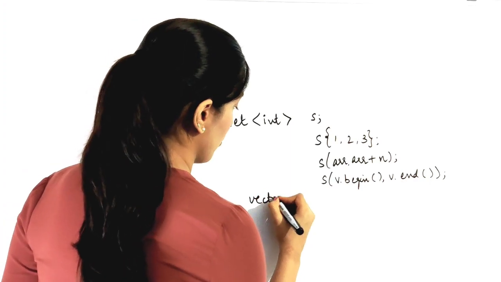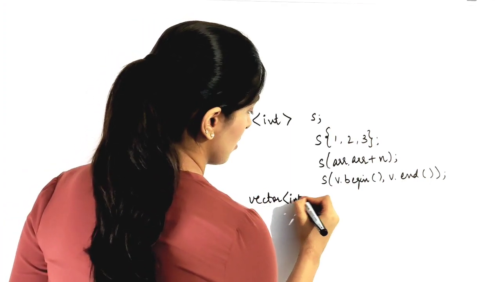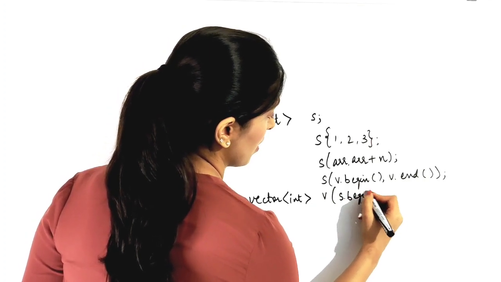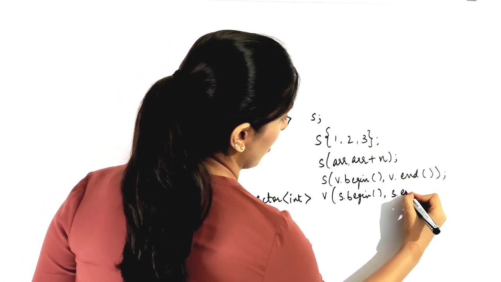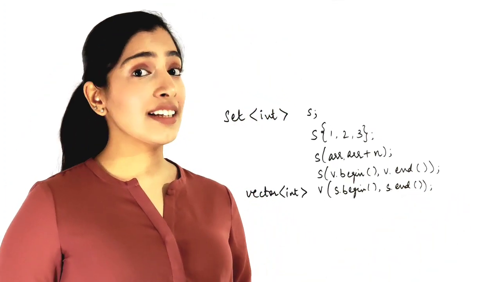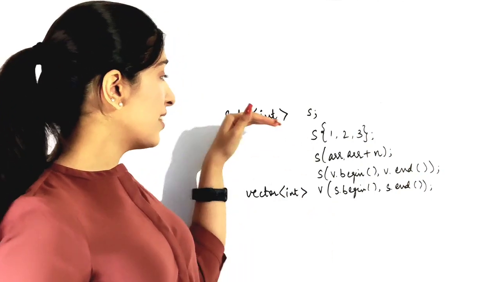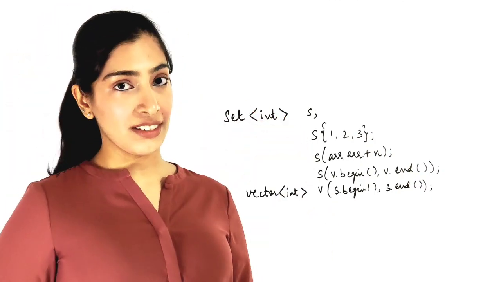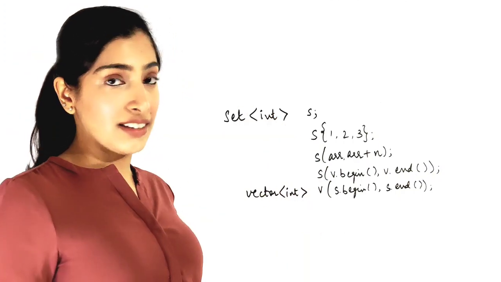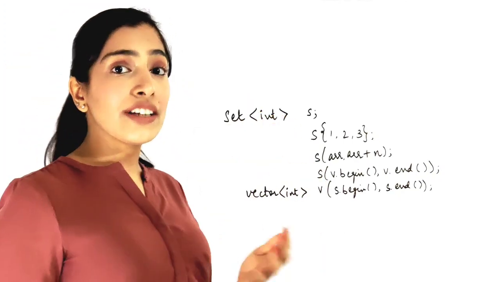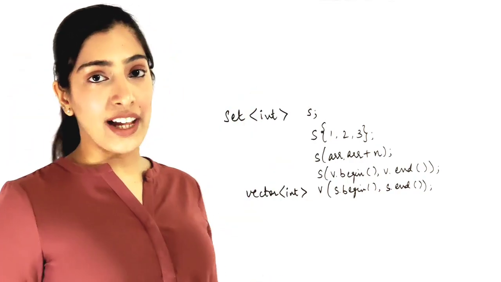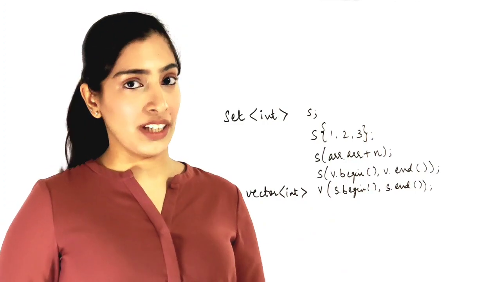So if I have to write vector of int, say I give the name v, I can just write s.begin and s.end. Now, another thing that I want you to think of is that here I have made a set of integers. But since set is a template class, the data type could have been anything. It could have been string or it could even have been a user-defined class. Say I make a set of a user-defined class ABC that I have made.